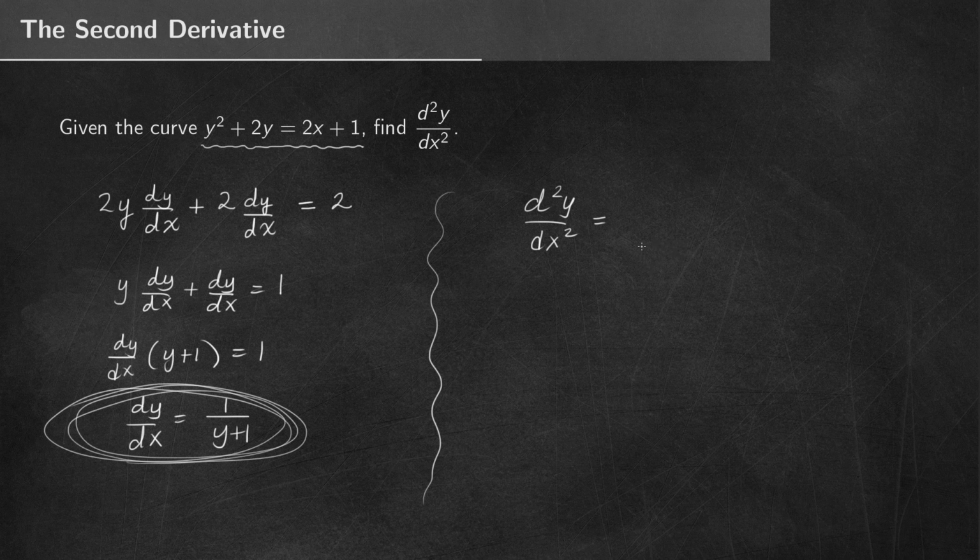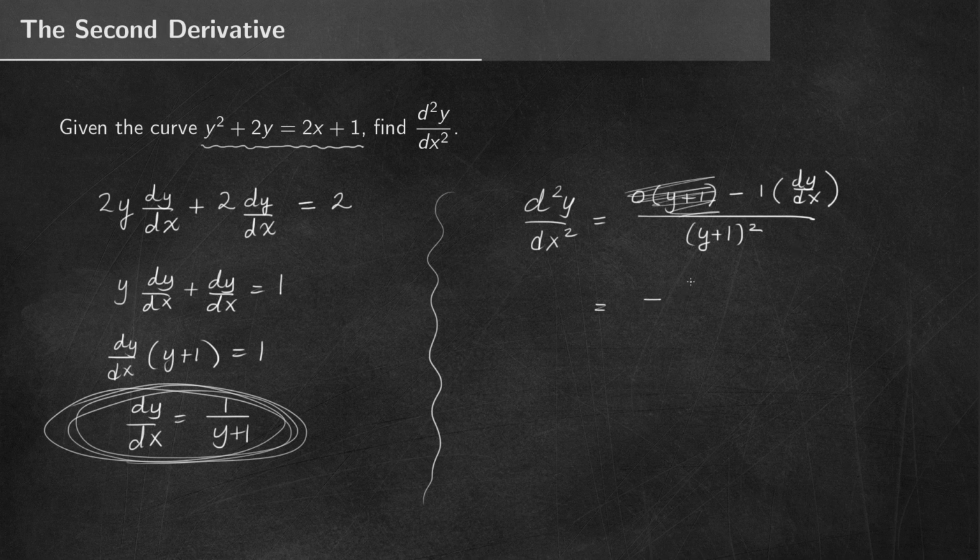For quotient rule, I take the derivative of the top. The top is just 1. The derivative of 1 is 0. So derivative of the top multiplied by the bottom minus the top multiplied by the derivative of the bottom. The derivative of the bottom, I need to take the derivative of y plus 1. Well, the derivative of y is 1 dy/dx plus the derivative of 1 is 0. Okay. All over bottom squared. So this is 0 times y plus 1 is 0. So that completely drops out of our equation.